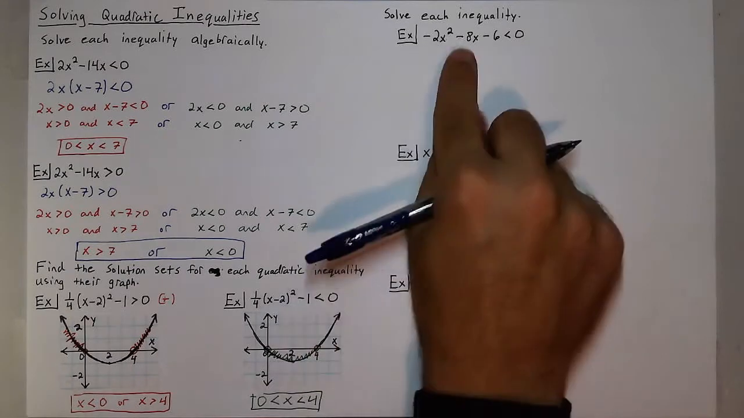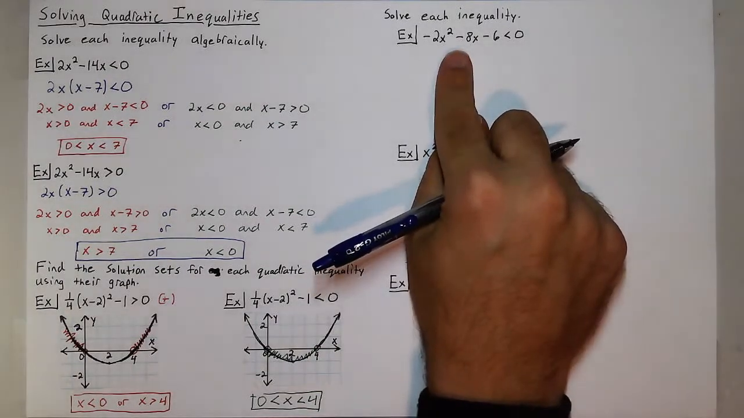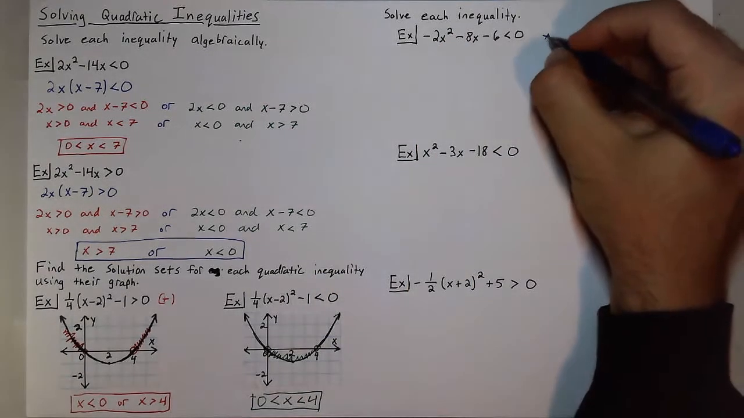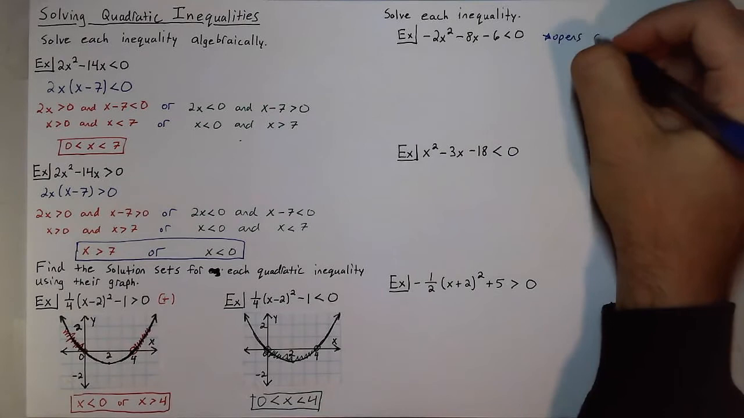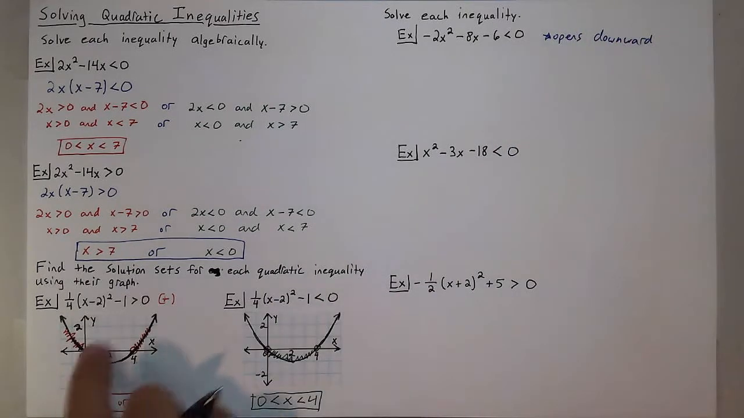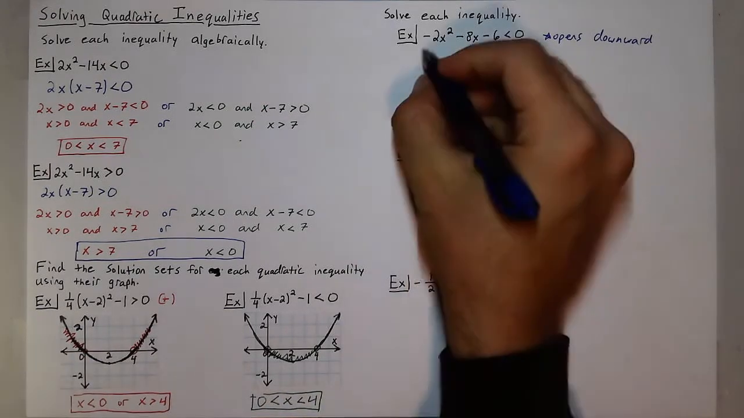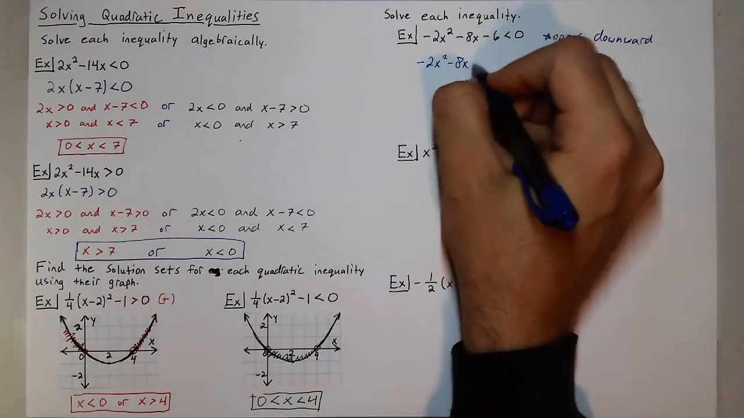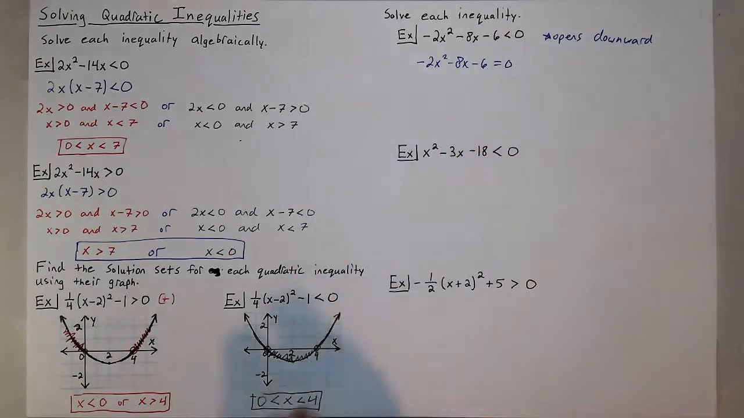So let's look at this top left example. This has a -2 as its a coefficient in front of x squared, so we can tell that it opens downward. So if it opens downward, we can use that visual to help us solve, but let's first figure out where it crosses the x-axis by setting this quadratic equal to 0, so that we know exactly where it would cross the x-axis.